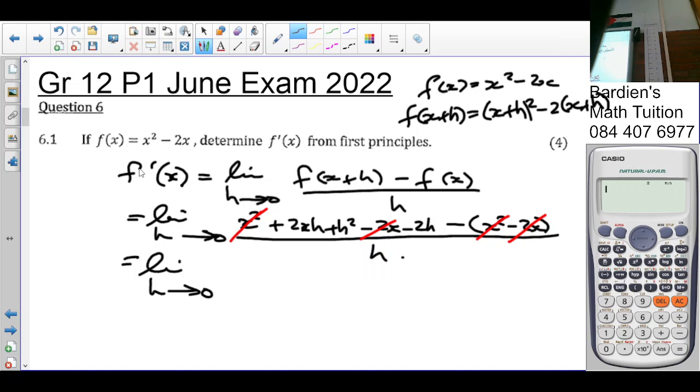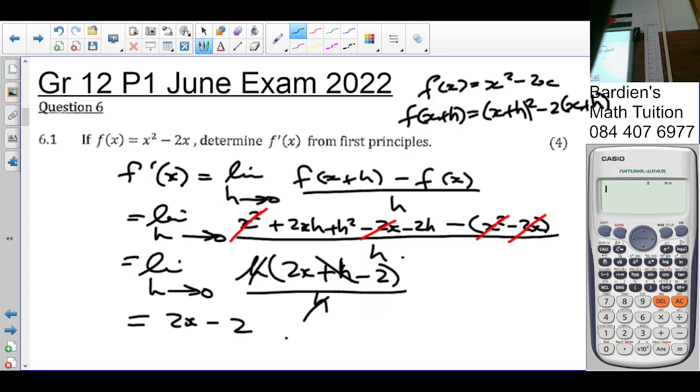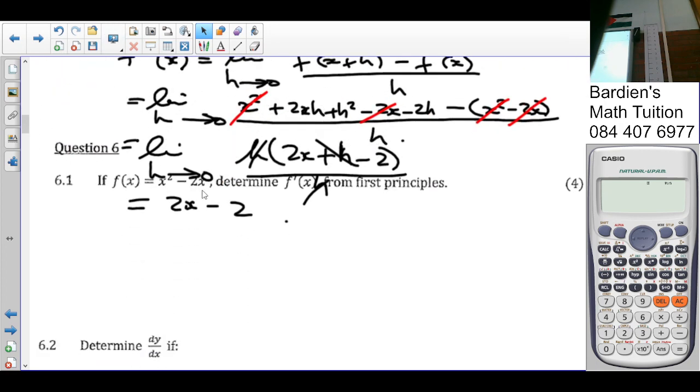So as you can see here, we are left with 2xh plus h squared minus 2h. So I take out h as a common factor. I'm left with 2x plus h minus 2, all over h. The h is cancelled, we erase the h and the limit thereafter. Drop the limit, and f prime x is simply equal to 2x minus 2.